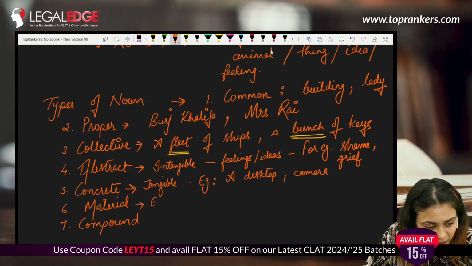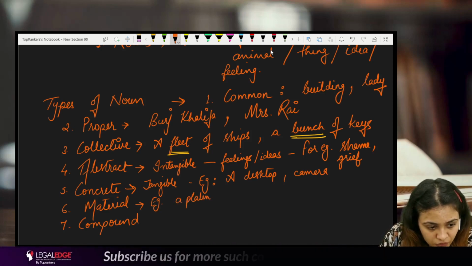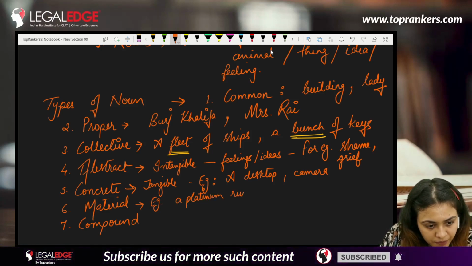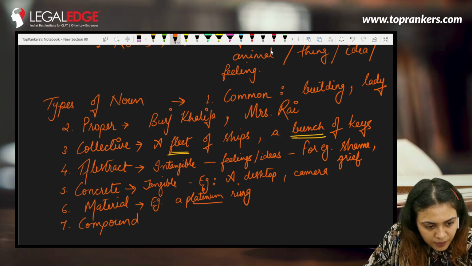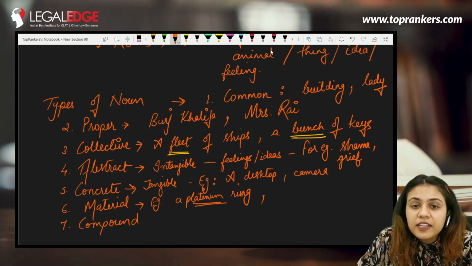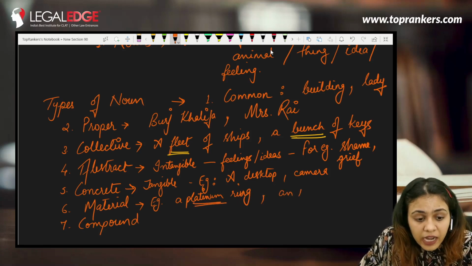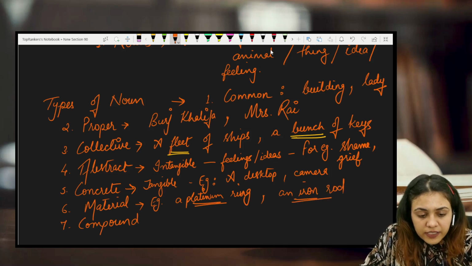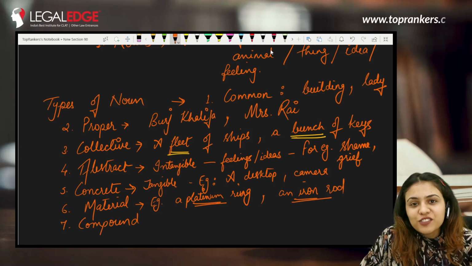So यहाँ पे हम examples में लिख सकते हैं a platinum ring. So what is the material of that ring? It's platinum. If I say an iron rod, what is the material of the rod? Obviously, iron.